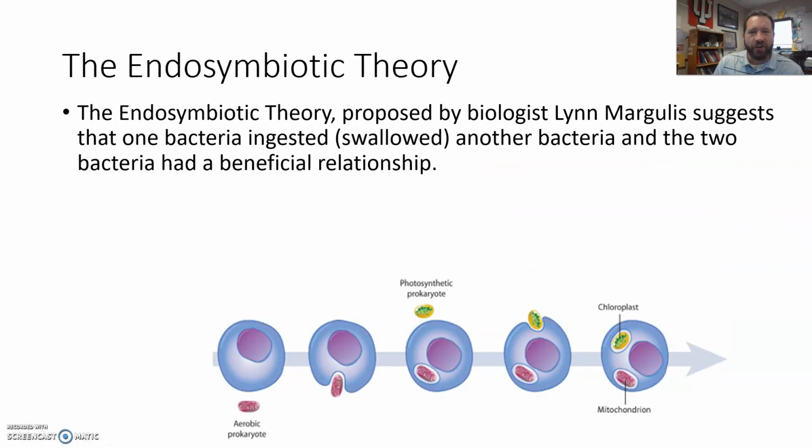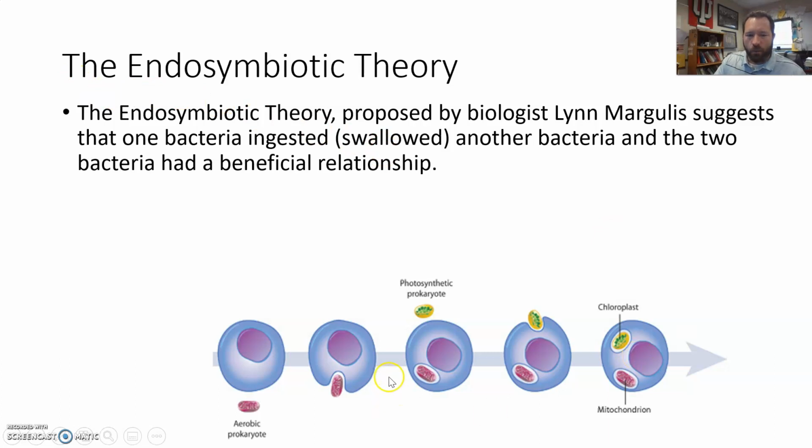Our next set of notes should be on eukaryotic cells. And one of the big differences, yes, they have a nucleus. They also have other membrane-bound organelles. How do they get those membrane-bound organelles? Well, the thought is what's called the endosymbiotic theory.